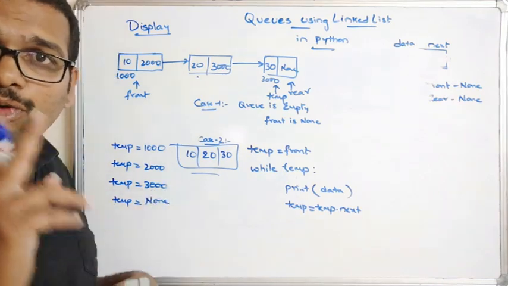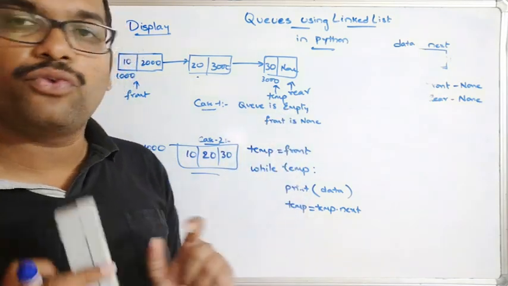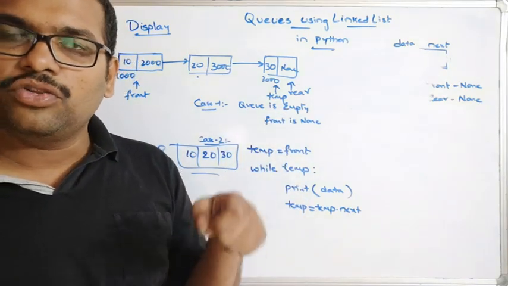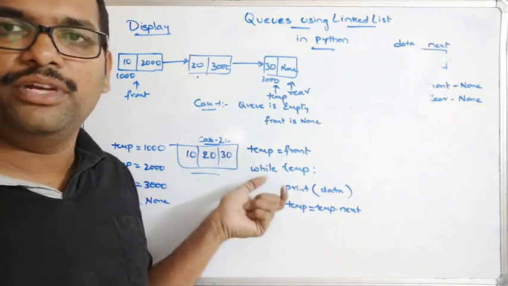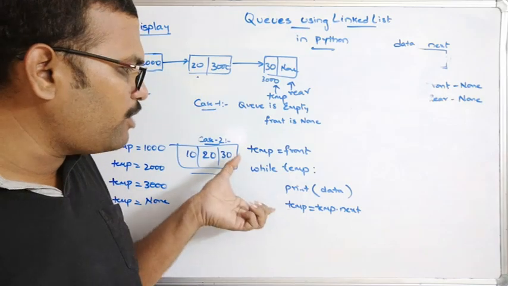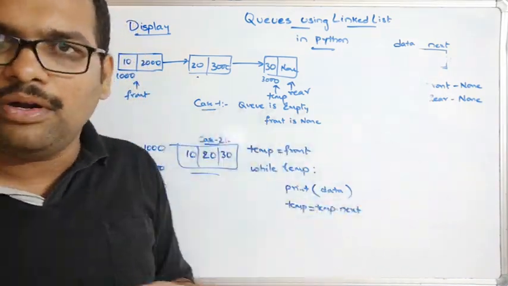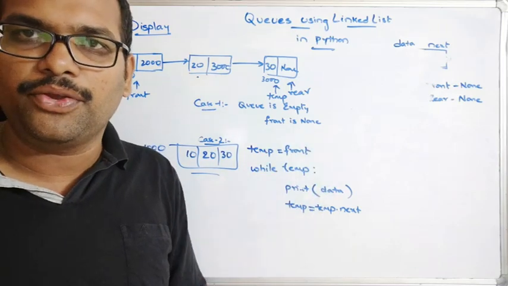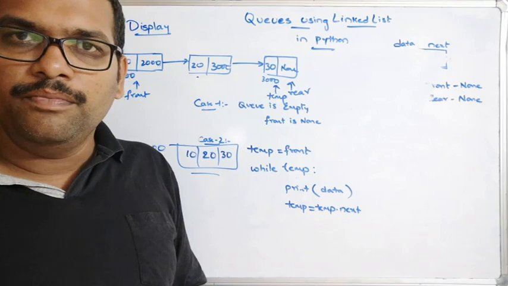So we are checking only two conditions in this display function. One is if Q is empty and if Q is not empty. So whenever the front or rear is None, that implies the queue is empty. And if it is not None, simply we have to write the code. So we need to travel from first node to the last node, and we need to display all the elements of the queue. So for this we will write the menu.